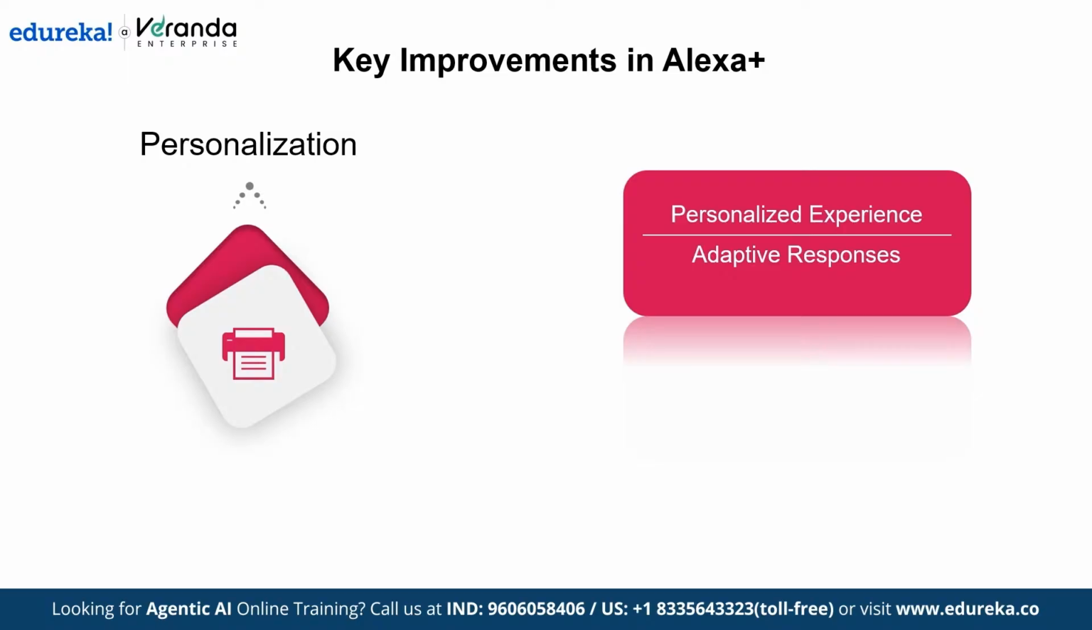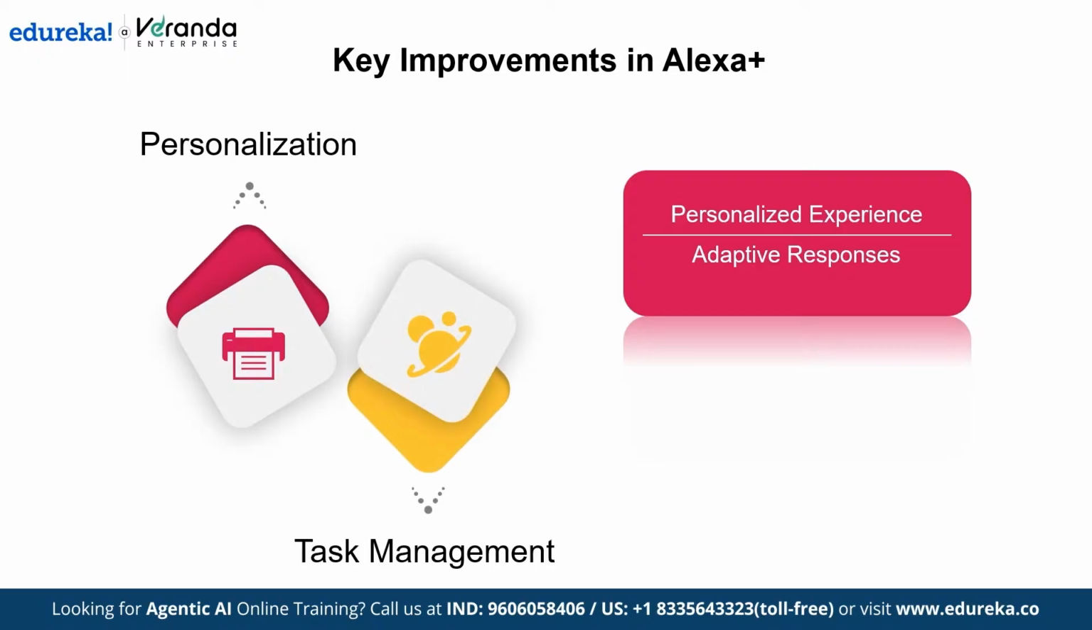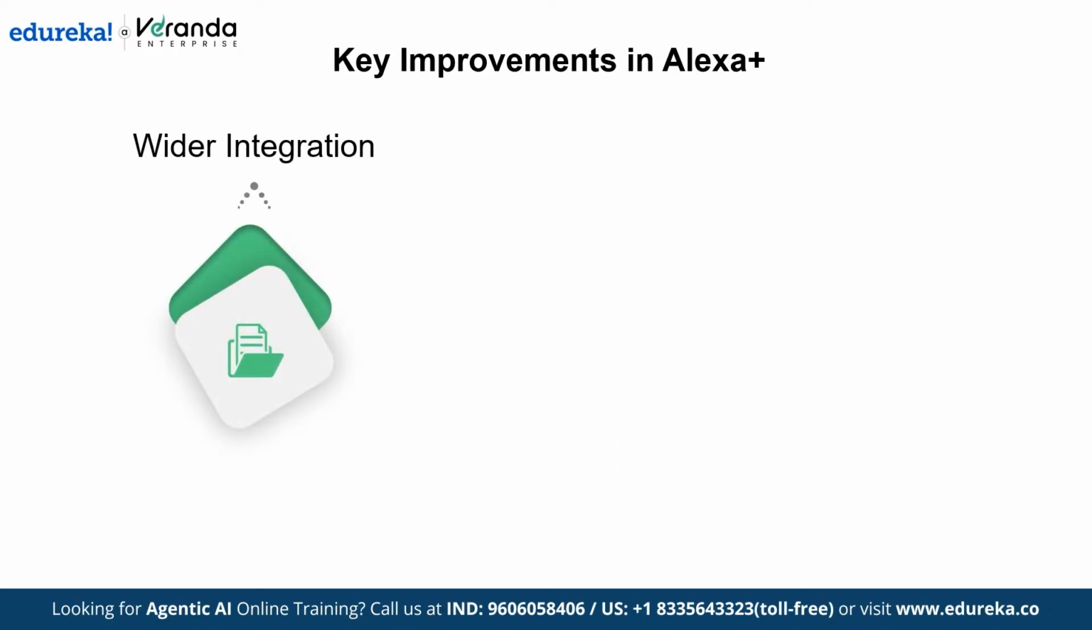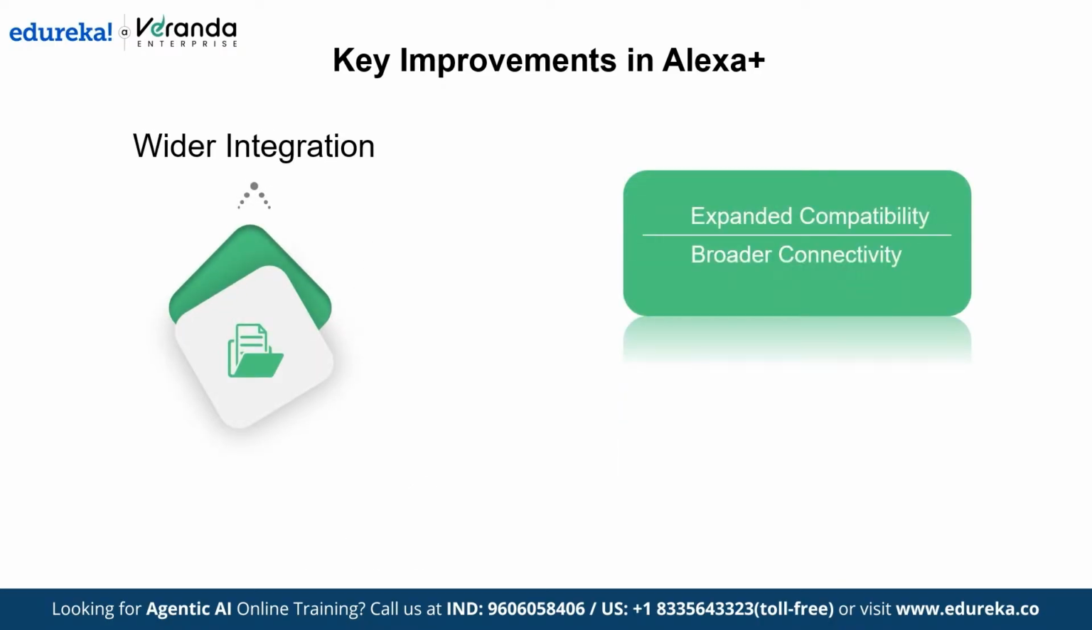Beyond personalization, it also enhances task management. The new Alexa can handle complex tasks like making reservations, ordering groceries, and coordinating multiple services seamlessly, surpassing the more basic functionalities of the original Alexa. Not just that, it also integrates with more services than before. Alexa Plus connects with a broader range of services and devices, including Grubhub, OpenTable, Ticketmaster, and various smart home products, making it even more versatile.